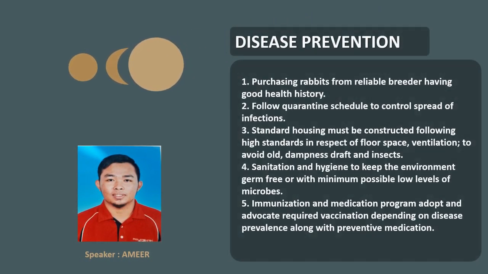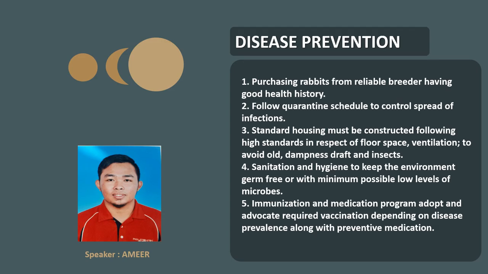Disease prevention: 1. Purchasing rabbits from a reliable breeder. Fresh stock shall be purchased from a known and reliable breeder having good health history. 2. Follow quarantine schedule. Quarantine isolation houses shall be constructed and used for new animals suspected of infection and contagious disease, to control spread of infection. 3. Standard housing.